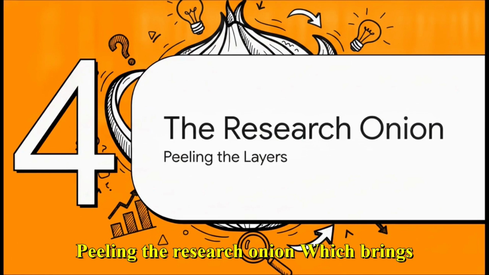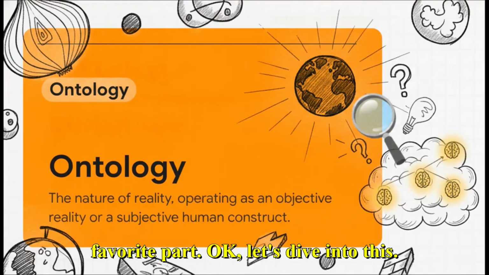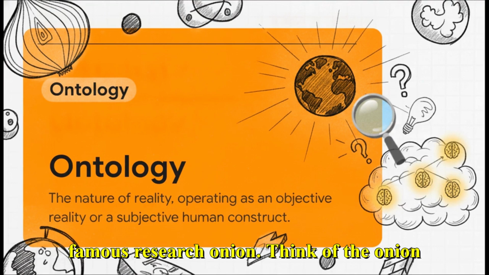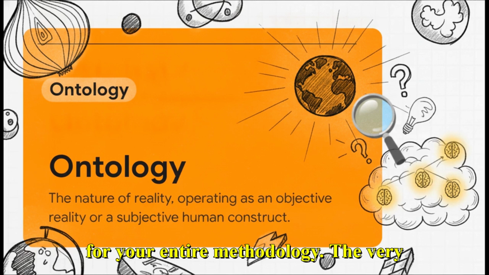Chapter 4. Peeling the Research Onion. Which brings us to Chapter 4 and my absolute favorite part. Okay, let's dive into this. It is time to peel Mark Saunders' famous research onion. Think of the onion as a magnificent, magical planning tool for your entire methodology.